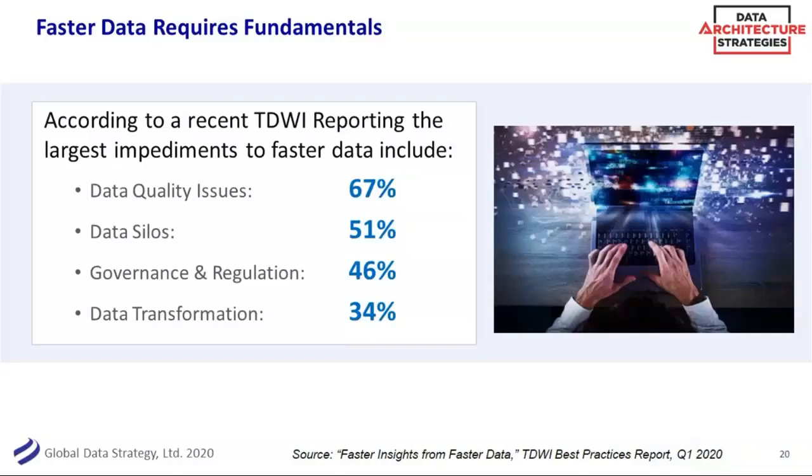Data silos, some of that can be remediated by things like a data warehouse. And then governance and regulation is huge, right? We cannot get any value out of the data if we don't know what it means, who's responsible for it, what the lineage is, et cetera. And then data transformation, that's your classic ETL, ELT, whatever. But at some point, you have to have some understanding of the lineage of that data. And do we need to transform it to be consistent, or do we want to keep it in its raw form? Again, not always one answer for that.